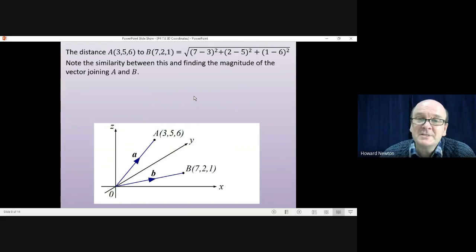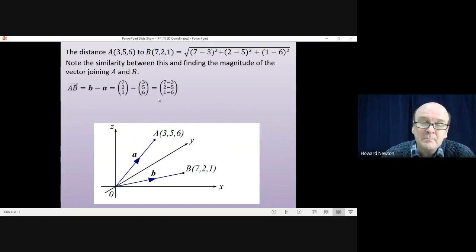Now, it's worth noting the extremely close similarity between this and finding the magnitude of the vector that joins A to B. So the vector AB is given by the position vector of B, take away the position vector of A, which would give us (7 minus 3, 2 minus 5, 1 minus 6).